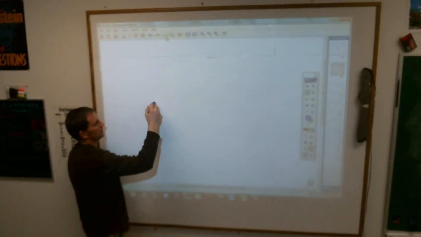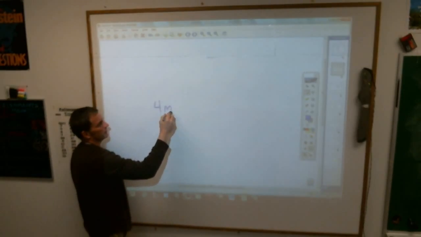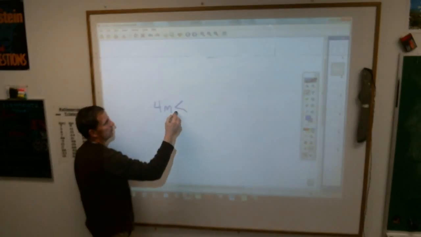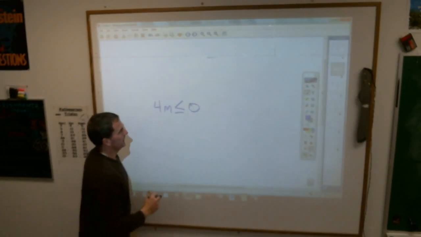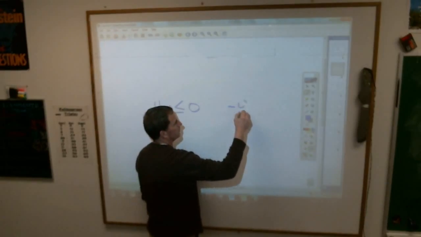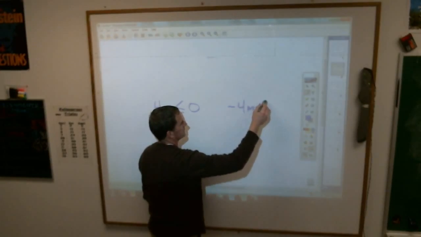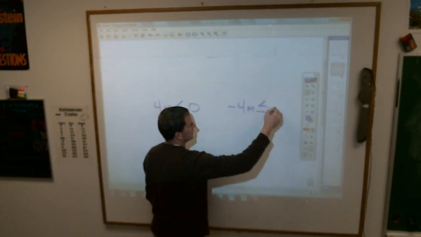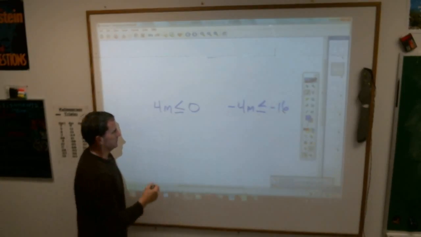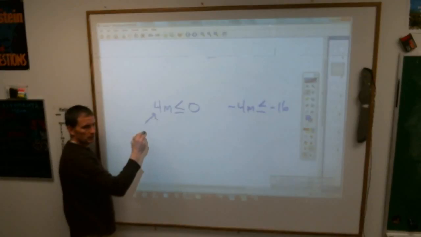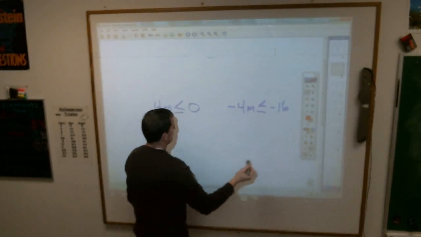The first one was 4m was what? Less than or equal to 0? Was it negative 4? No, it was positive 4. And the other one was negative 4m is less than or equal to negative 16? Yep. Alright, how about, does this one give you trouble? How do I solve this?